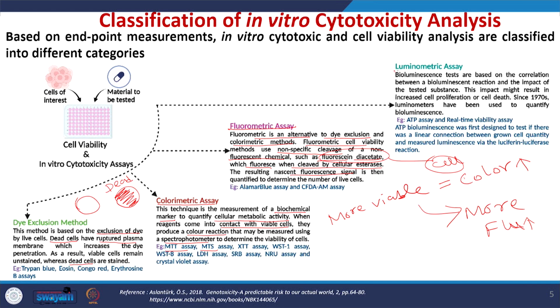And the next assay is the luminometric assay. This is similar to the fluorometric assay, but here we will be measuring the bioluminescence. This bioluminescent test is based on the correlation between a bioluminescent reaction and the impact of the tested substance. The impact might be increased cell proliferation or cell death. Here we will be using a luminometer to measure the bioluminescence.